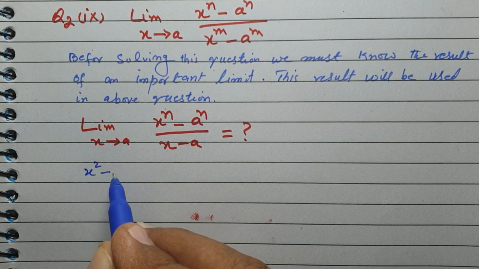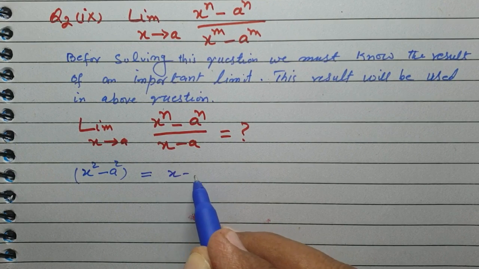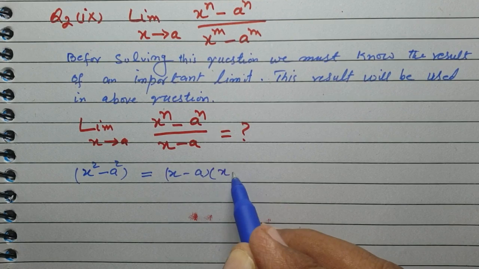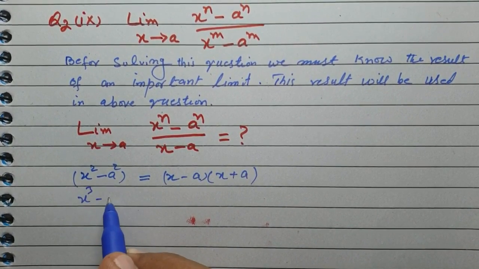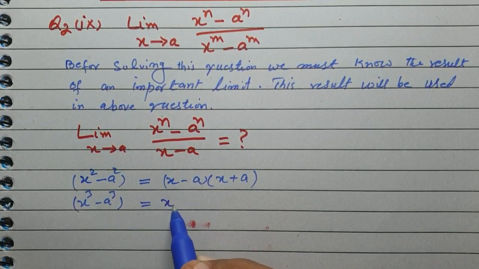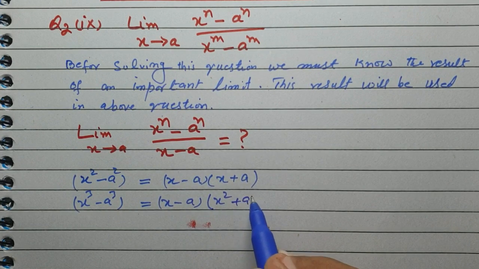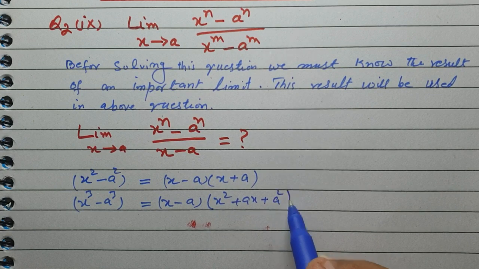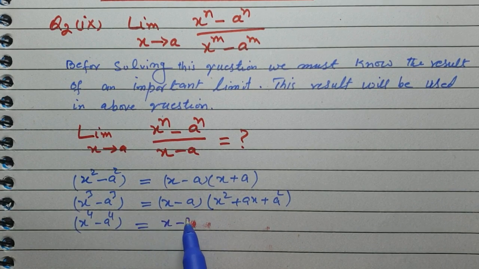x square minus a square will be (x minus a) and (x plus a), and x cube minus a cube will be equal to one factor is x minus a and the other will be x square plus ax plus a square, and x^4 minus a^4, the one factor is x minus a. What will be the other factor?